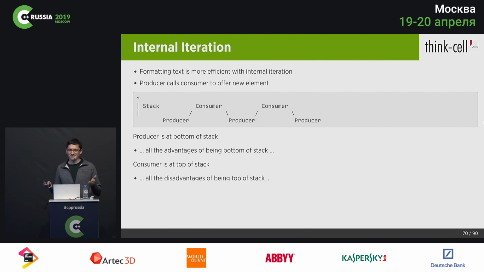And then the consumer is often very trivial because it just needs to append something to a string or put it into a file or something. It's usually much more simple than the producing part. So we can just switch it around. There we have the producer, and it calls the consumer every time it has a new element. And the producer is at the bottom of the stack, and the consumer is at the top of the stack. And basically, the situation is exactly the other way around.